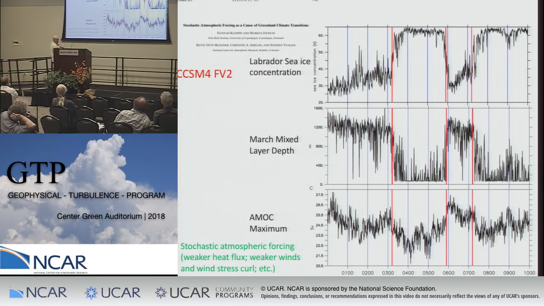Even a more recent version, the version just before the two versions ago of our coupled climate system, we ran that with a 2-degree atmosphere instead of a 1-degree atmosphere. And we got these very long-lived episodes of high sea ice concentration, low mixed layer depth, and low meridional overturning circulation. Now, I'm showing you some forced simulations with stochastic forcing, but these simulations were done to help analyze what was going on in that long climate running simulation.